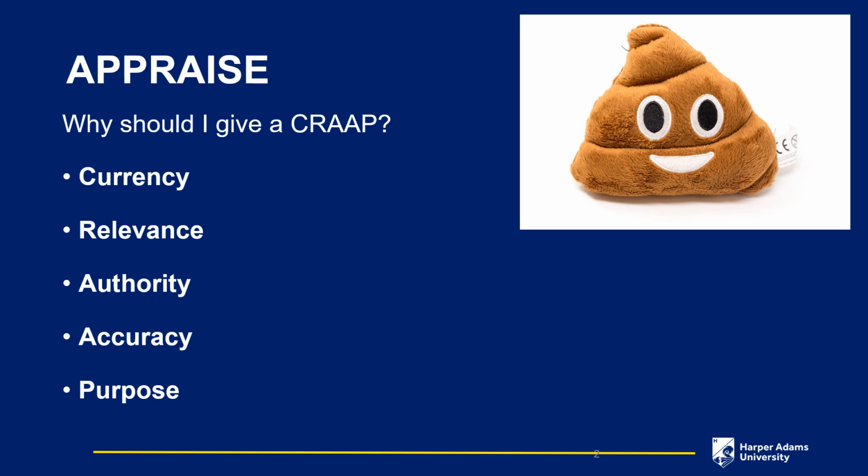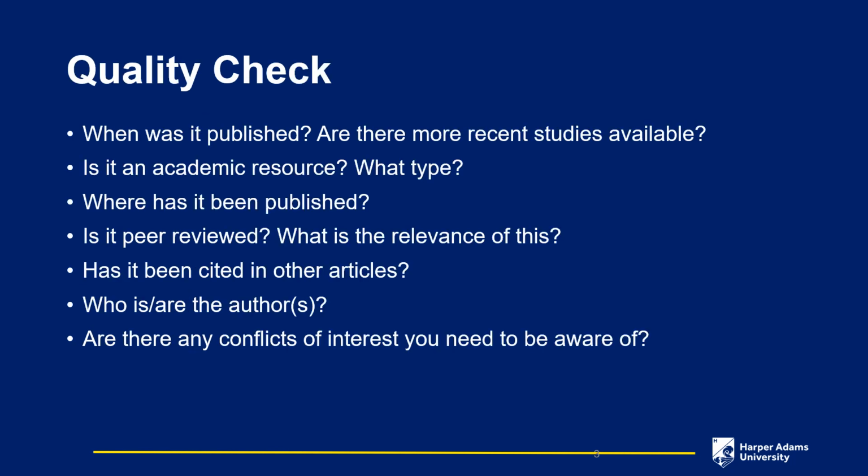Using CRAAP as a mnemonic should help you remember some of the key considerations. This slide can be used on its own as an initial quality check, and the very least you should do when evaluating your sources and considering them for inclusion. This slide lists the questions you should be asking when considering if you should use a particular information source in your work. But you can also break it down into the following sections.